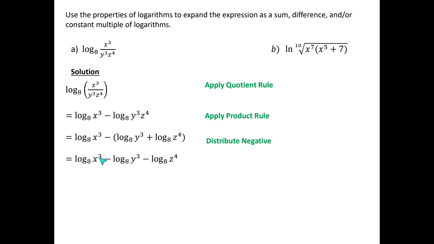So we do have exponents, so we want to apply the power rule, which tells us that we can take the exponents to the front. So we're going to have 3 log base 8 of x minus 3 log base 8 of y minus 4 log base 8 of z. So you might be asking yourself, why do I need to use these properties? Our whole goal is going to be to solve equations, and these properties are going to help us to do that, okay? And you'll see them in a little bit.